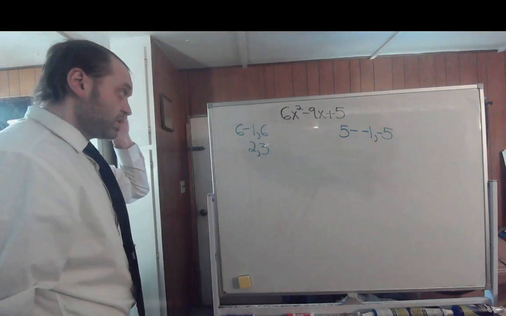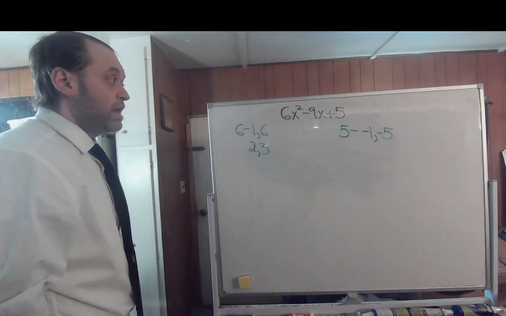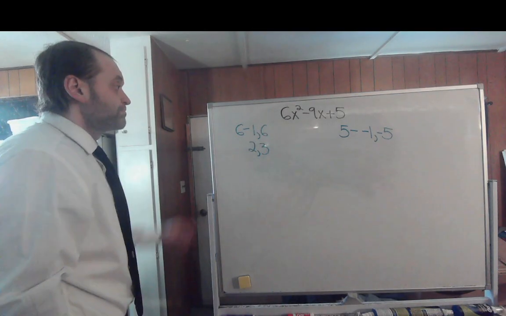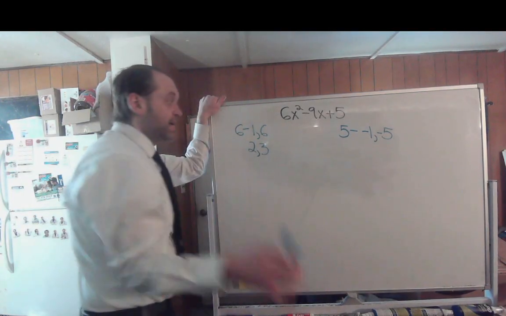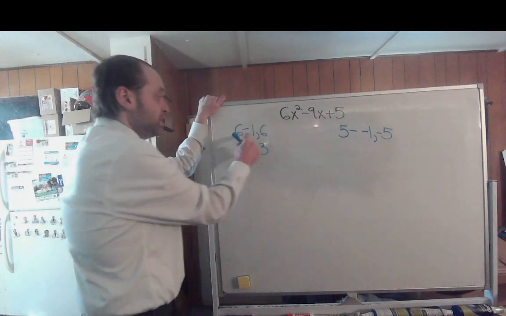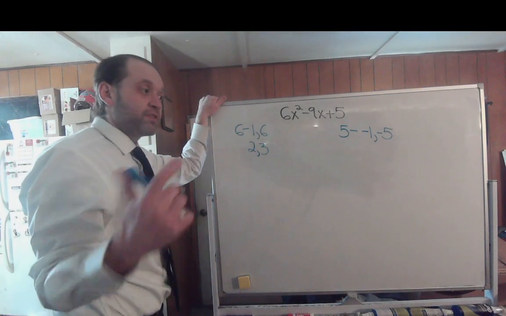All right, so let's go ahead now and play with this a bit here. If I take 6 times -5, I get -30 plus 1 times -1, so that'd be -30 minus 1.